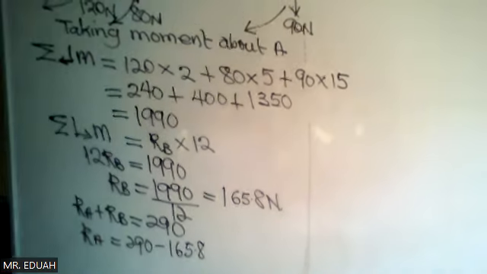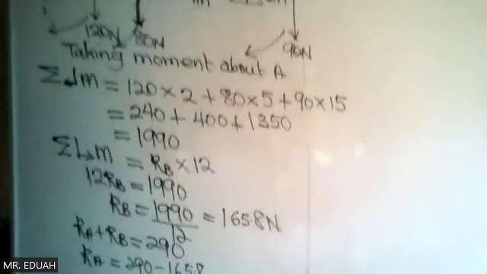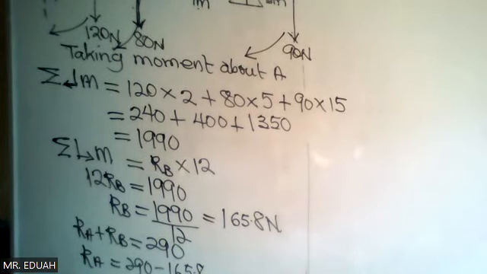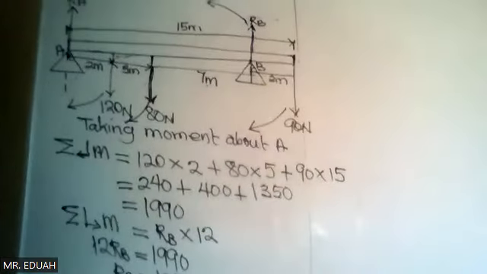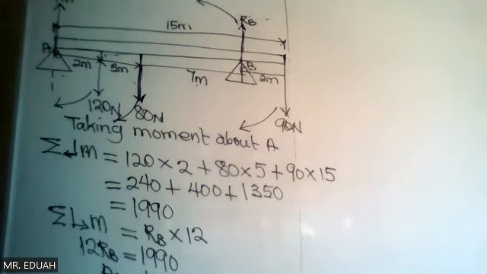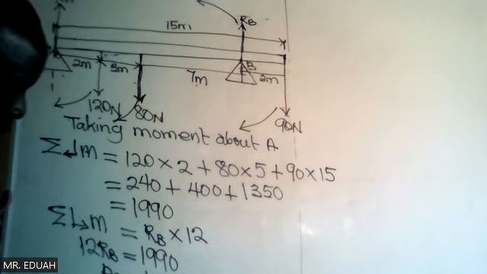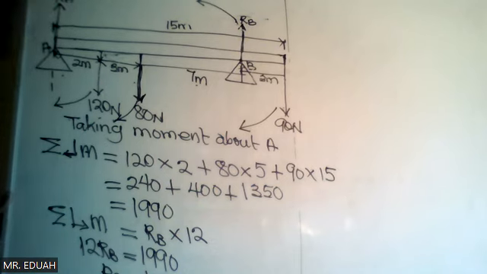So let's take the moment around the other one too, just to be sure. But I think once this is correct, it will be right. But let's use the moment around the other. So taking moments around B.